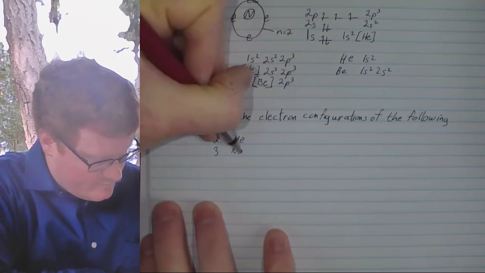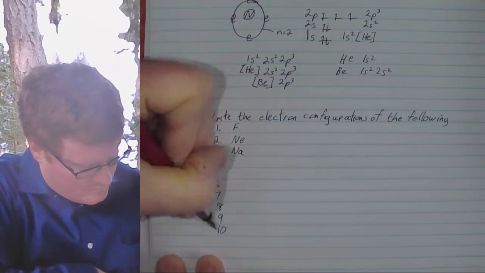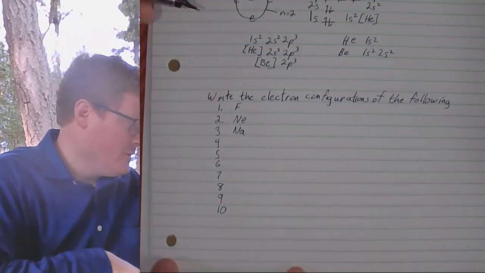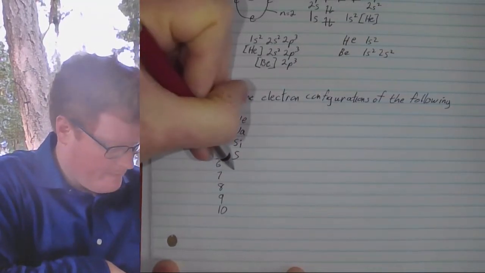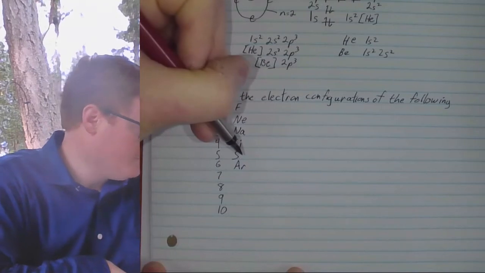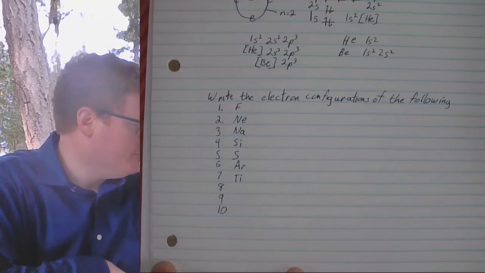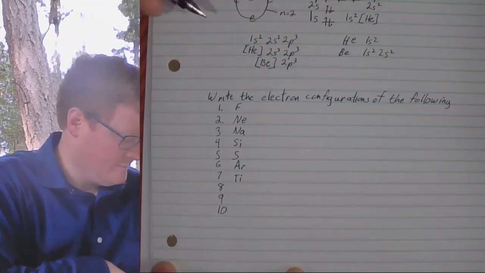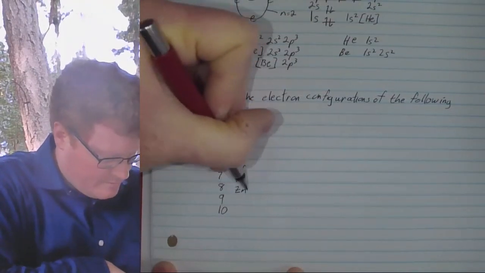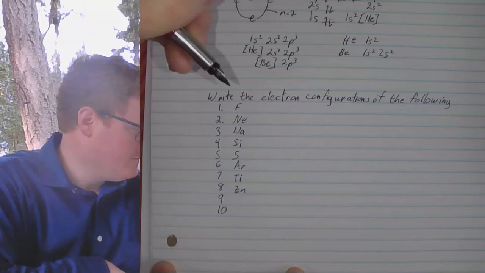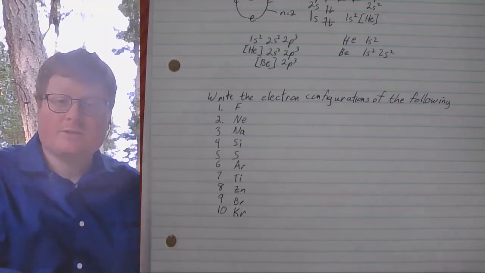3 is going to be sodium. I'm going to give you 10 in total, I know. We're going to do a silicon, a sulfur, argon. I want you to try your hand at titanium. Zinc. Bromine. And krypton. These are going to get trickier. But if you look back at my first sheet, and remember, the energy levels.